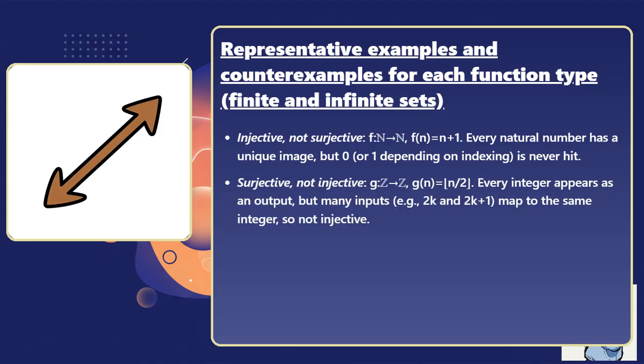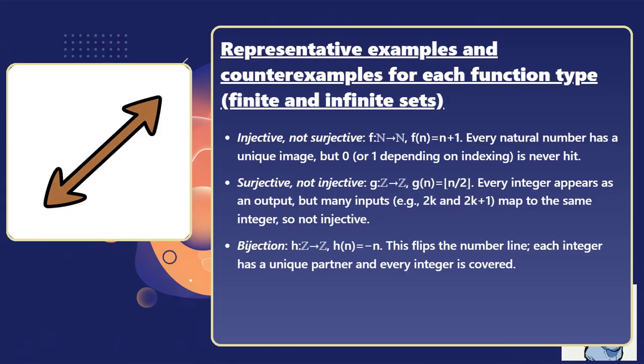Surjective, not injective: g maps the integers to the integers, defined by g(n) equals the floor of n divided by 2. Every integer appears as an output, but many inputs, for example 2k and 2k plus 1, map to the same integer, so it is not injective.